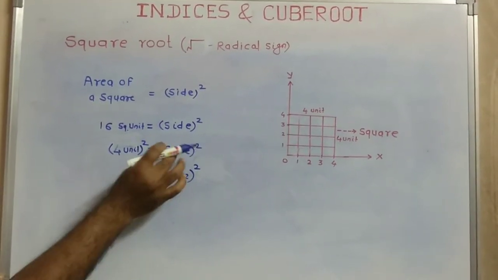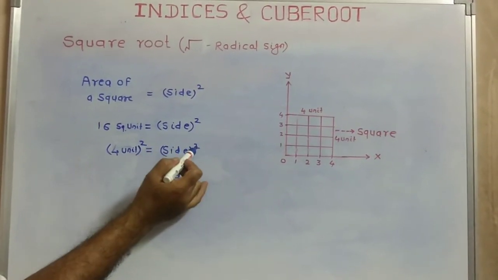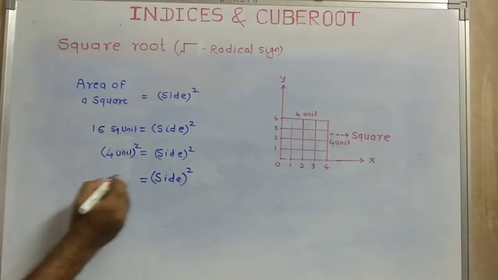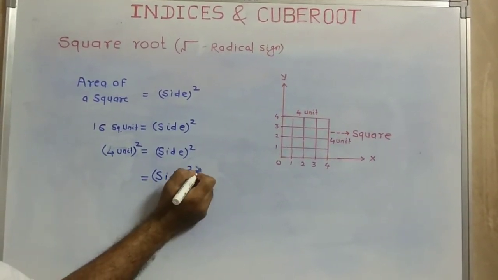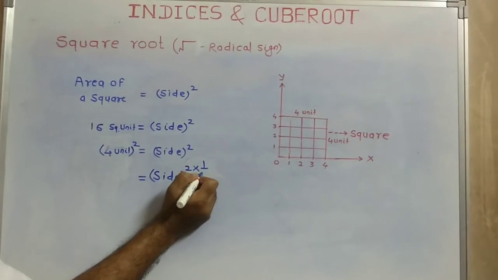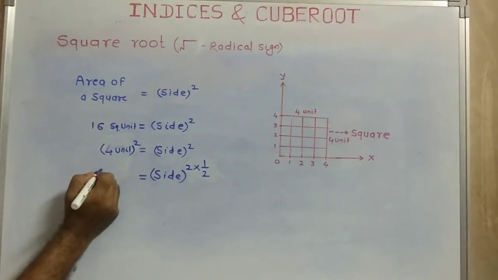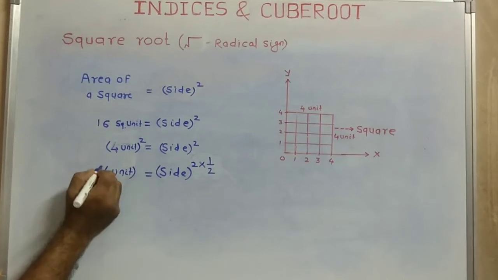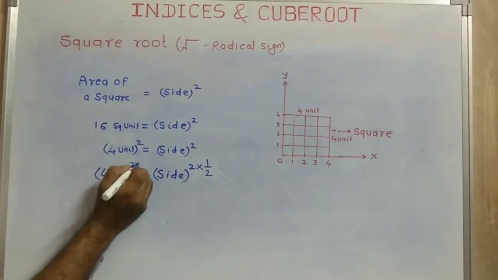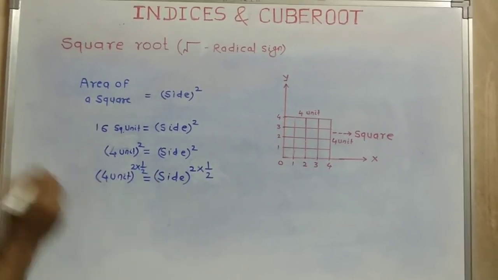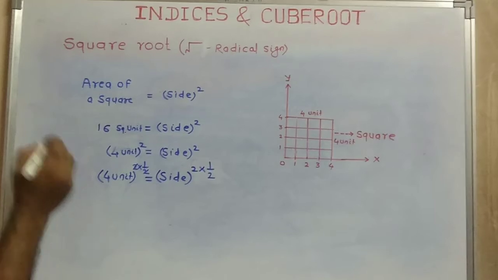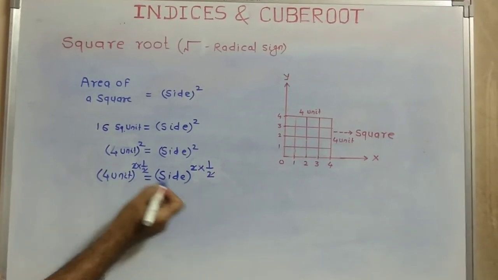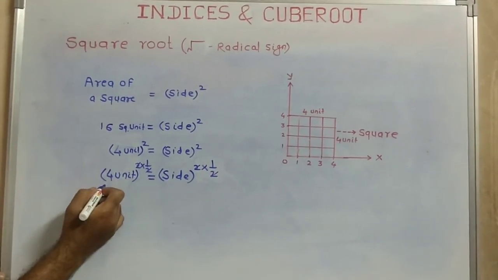is equal to, as the formula is here, side square. Now, in order to find out the side only, I have to just remove this index. How can I remove this index? I can remove this index by multiplying this index by 1 upon 2. And on this side also, this is the 4 unit square, and I am going to multiply this side also by 1 upon 2. This 2 will get cancelled, and you will get side is equal to 4 unit.